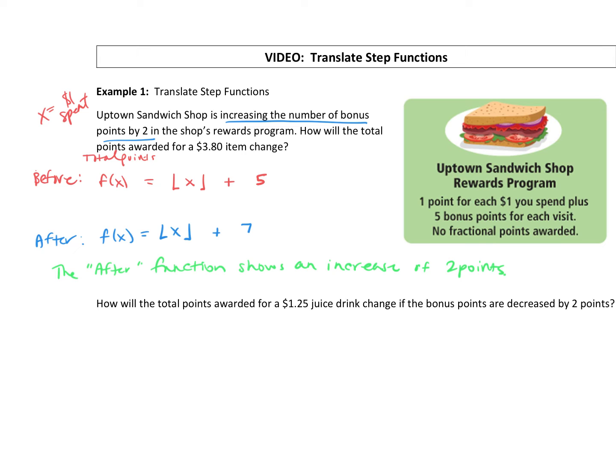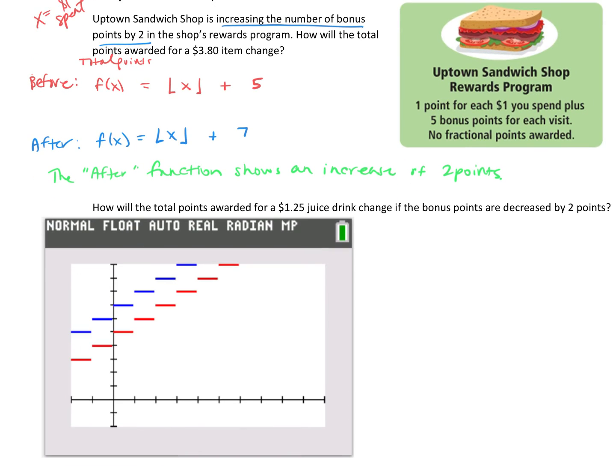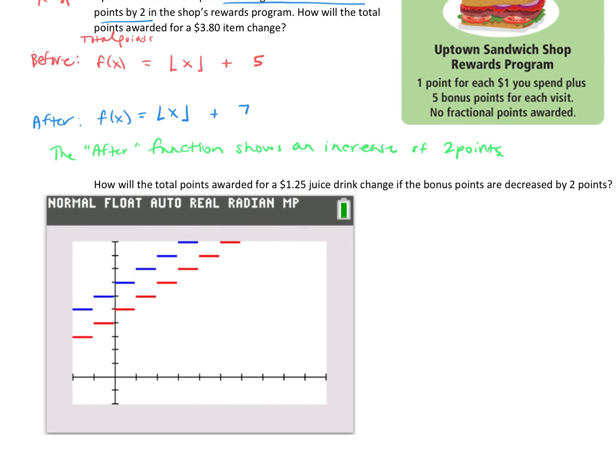So let's take a look at what that looks like on a graphing calculator real quick. Okay, so here is just a screenshot of a graphing calculator. We can see we have the before step function plotted here in red, and then we have the after plotted in blue. So what we notice is, yeah, they look the same, right? Just the blue one is 2 units above the red one. It had what we would call a vertical shift. So our first step function, the before function, got translated up 2 units to give us this blue function.